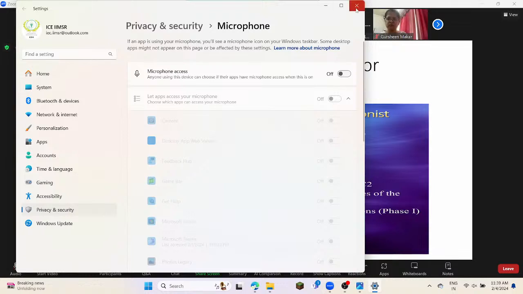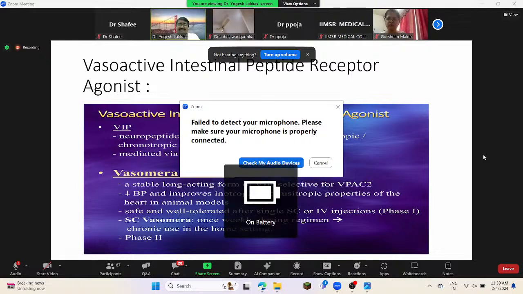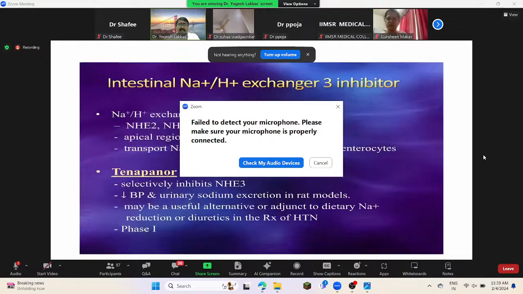Those play a role in hypertension. Like this VIP, its agonist will act at the intestinal level, and this molecule will also have positive inotropic effects. That is one of the advantages being tested in the trials.